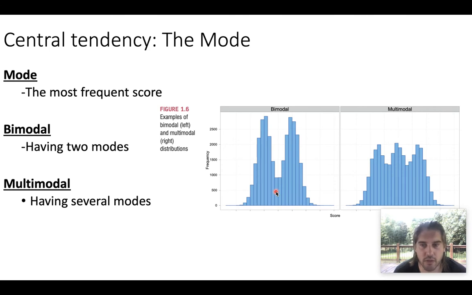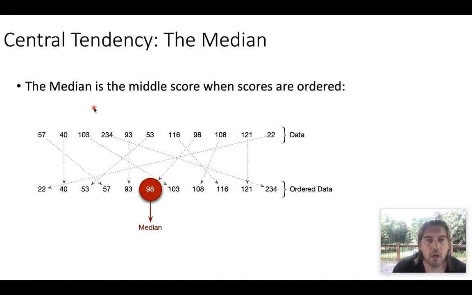This is just sort of an indicator of the frequency of certain scores and certain scores being more common than others, right? That's the mode. What is the most frequent score? The median is the middlemost score.